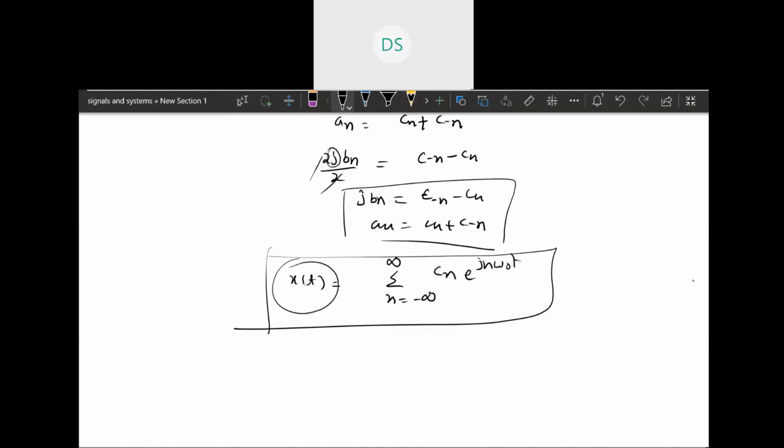Exponential means it itself is a sine and cosine. Previously you have taken an cos n omega naught t and bn sin n omega naught t. Now you have replaced those an and bn components with a single coefficient Cn, and this sinusoid can be represented in terms of the exponential e power jn omega naught t. e power jn omega naught t means cos n omega naught t plus j sin n omega naught t. So again the frequency components are 1 omega naught t, 2 omega naught t, 3 omega naught t, and so on.